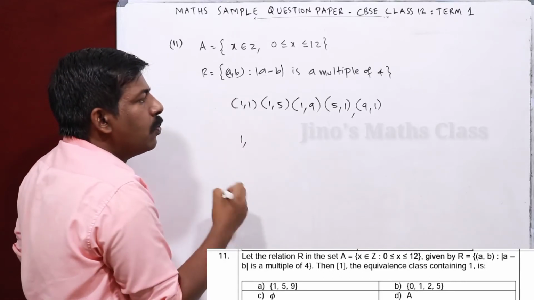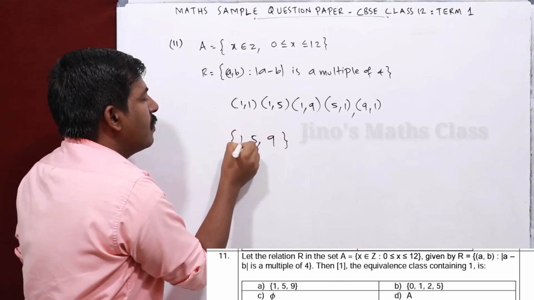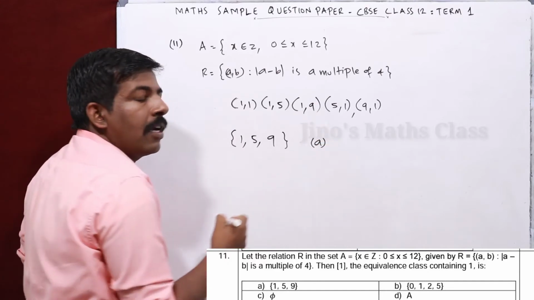We can see 1 is related to 1, 5 is related to 1, and 9 is also related to 1. So we can write it as a set. Therefore option A is the correct answer.